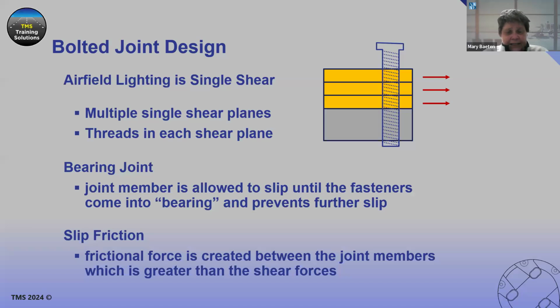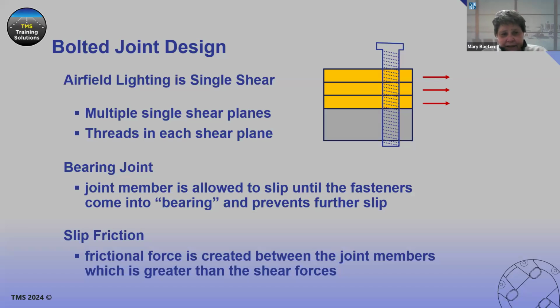Airfield lighting is a single shear bolted joint. It's been defined as a single shear bolted joint. Unfortunately, we can have multiple single shear planes if we have spacer rings in there. And we have threads in each of the shear planes that will weaken the bolted joint, so we have to design for that as well.